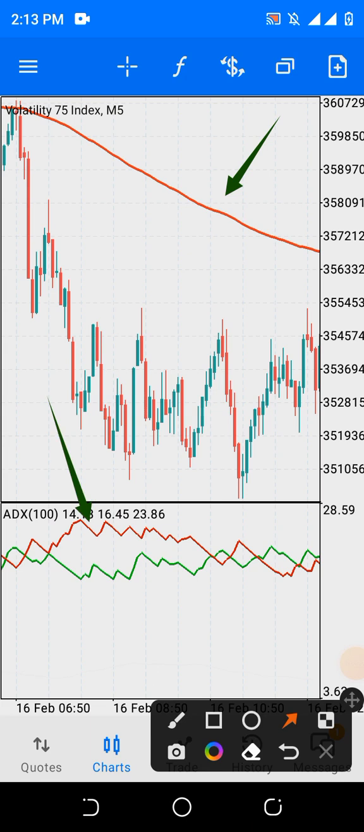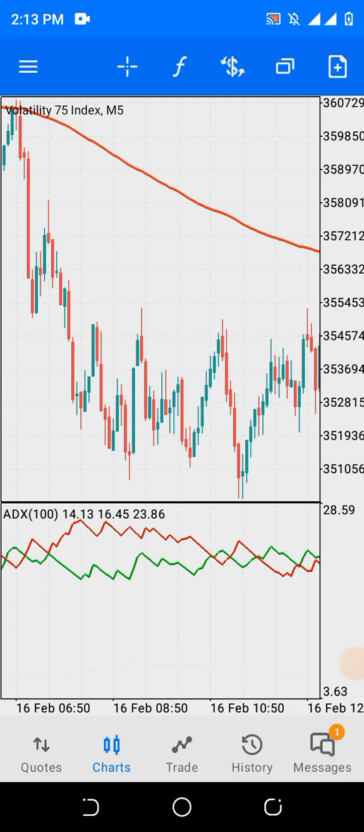When you look at the ADX, there are two lines: the red line of ADX and the green line of ADX. When the red line crosses the green line upward, that is a sell signal. This is what I mean. Look at this point here where the red line of ADX crosses the green line of ADX. That is the point where you make your sell entry.